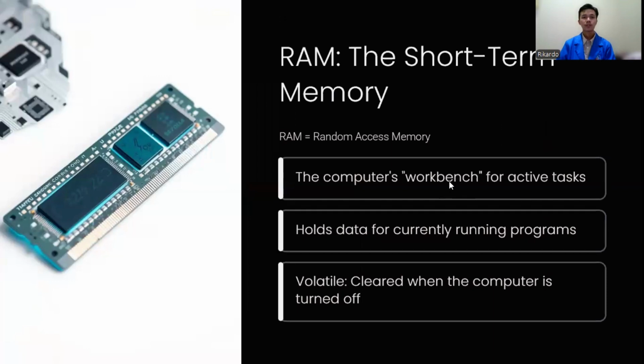RAM stands for random access memory. If the CPU is the brain, RAM is the short-term memory or the workbench. When you open an application like a web browser or game, the computer loads the necessary data from your storage device into the RAM. The CPU can then access this data from RAM extremely quickly. This is why having more RAM allows you to multitask and run many programs at once without slowing down. However, RAM is volatile, which means it is cleared every time you turn the computer off.